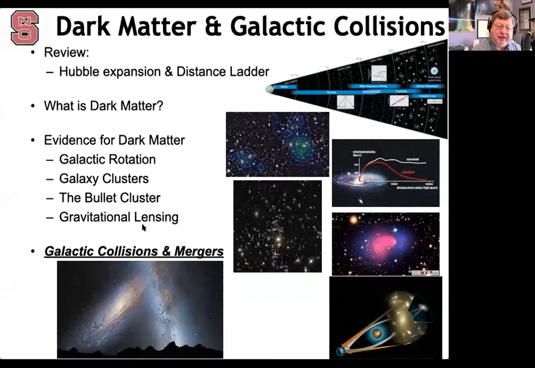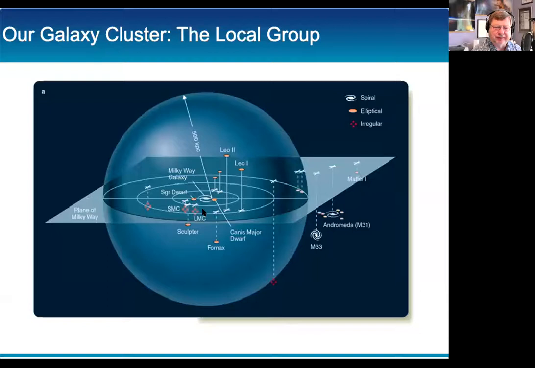So that's the evidence for dark matter. We gave you a review of Hubble expansion, the distance ladder. We told you what we know about dark matter and the evidence for dark matter. Now we're going to talk about galactic collisions.